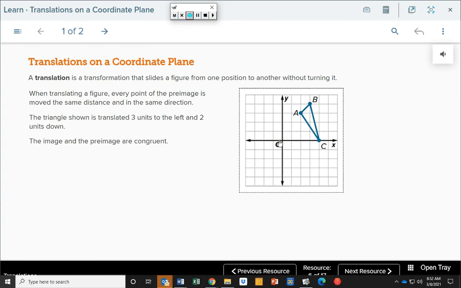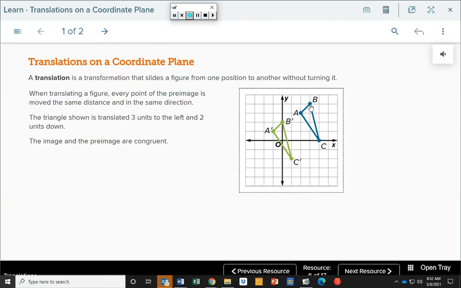When it moves to the new image, did I change or rotate that figure or flip that figure at all? All it did was slide. It's as if I took this figure and I slid it down to here. Does that make sense? That's like a translation. You are just moving a figure from one position to another. You're not changing the shape. You're not turning it. You're not rotating it. You're not doing anything with it except for moving it. Make sense?